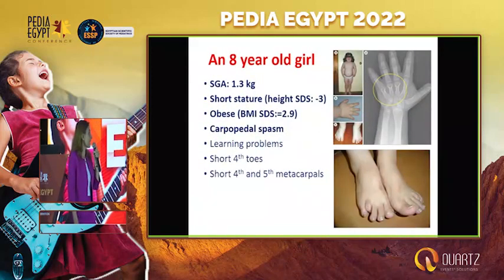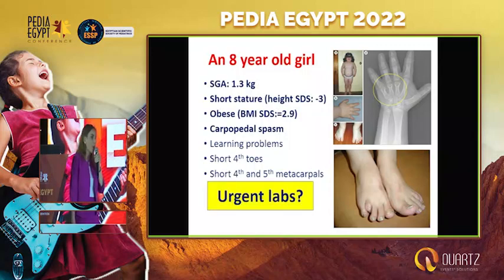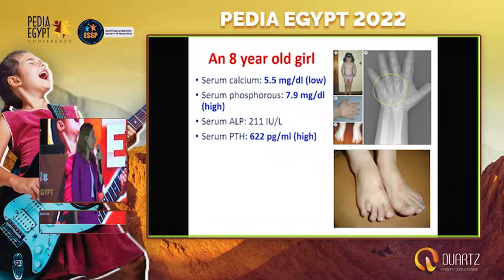My last case is this 8-year-old girl who was born SGA. She had short stature, obesity, and she came to the emergency room with carpopedal spasm. She has learning problems. As you see in the photo, she has short toes and skeletal malformation. The metacarpals are very short. What are the urgent labs? She came with carpopedal spasm. Yes, thank you very much.